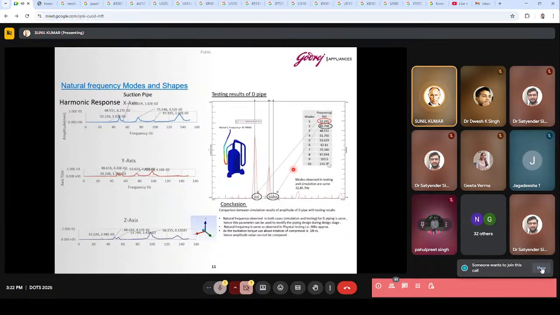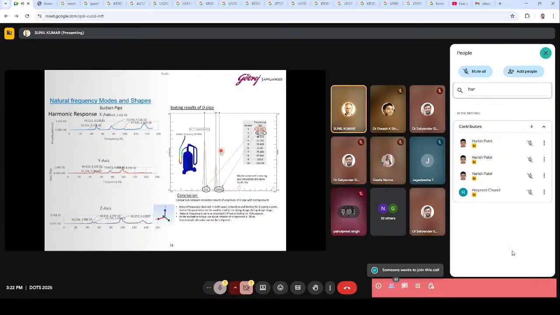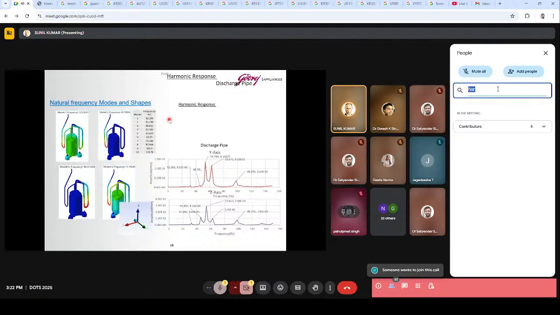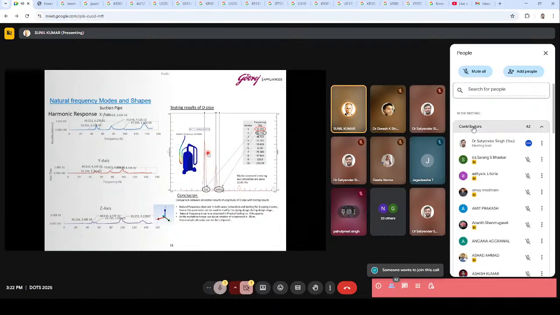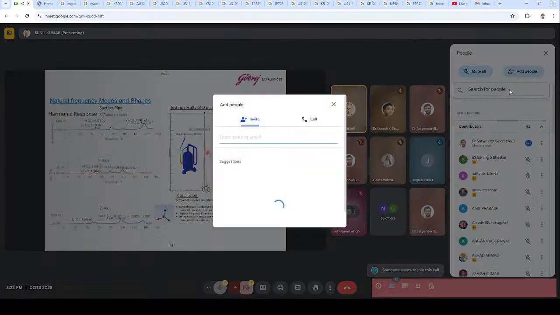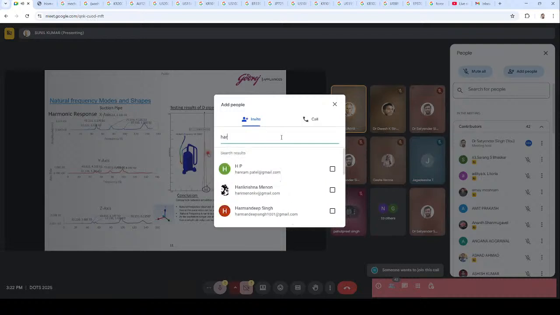So this is the physical testing we have done, and we observe the same frequency as we saw in the simulation, at 32 and 45, and we observe the peak in the physical testing as well. So this is how we can model and correlate the result in the end, because without correlation it is not useful. After testing, we observed the same results in simulation and in testing.